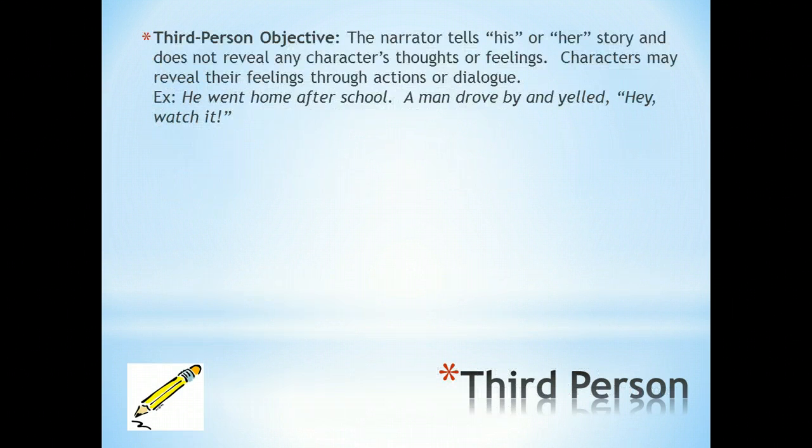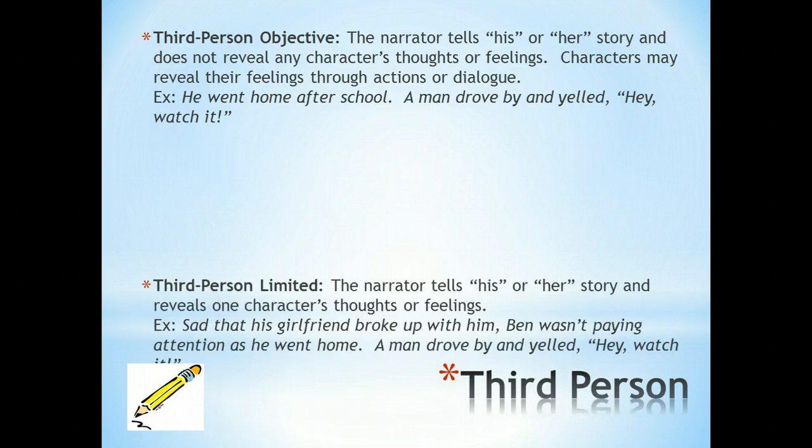Okay, so now moving into the different types of third person. So there's one called third person objective. Again, you might not have ever heard this before. Seems like third person is used, and then third person omniscient, but they never break it down more than that. So third person objective is where the narrator tells his or her story but doesn't reveal any character's thoughts or feelings. So they maybe only reveal it through their feelings or actions, but it's not directly stated. So he went home after school. A man drove by and yelled, "Hey, watch it." So not necessarily super descriptive, and you're kind of having to guess the implied meaning as it's not directly stated.